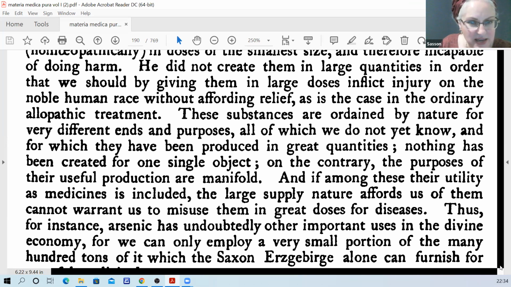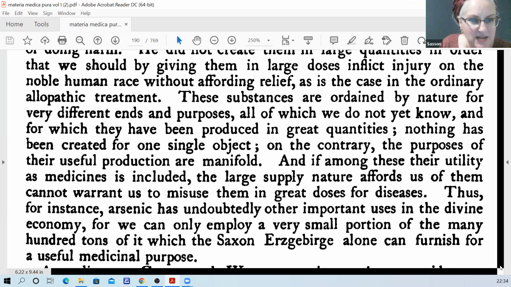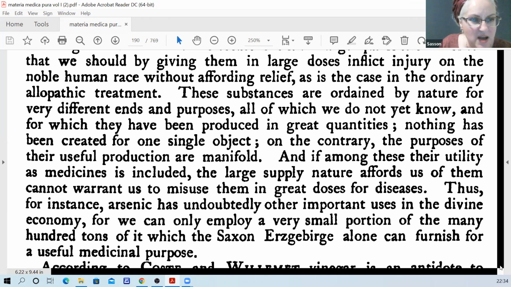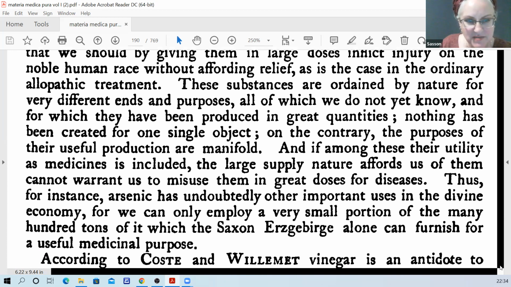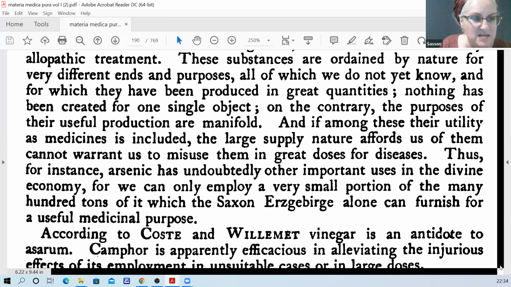And if among these their utility as medicines is included, the large supply nature affords us of them cannot warrant us to misuse them in great doses for disease. Thus, for instance, arsenic has undoubtedly other important uses in the divine economy, for we can only employ a very small portion of the many hundreds of tons of it which Saxon Erzgebirge alone can furnish for a useful medicinal purpose.